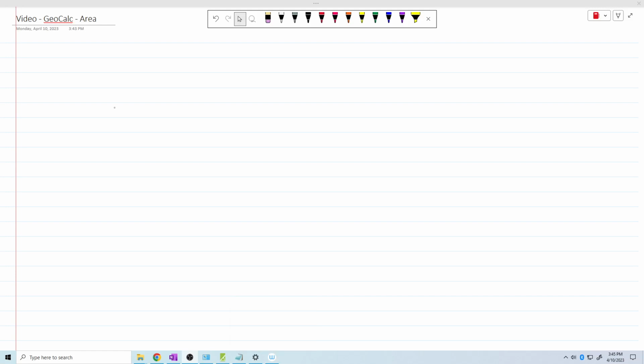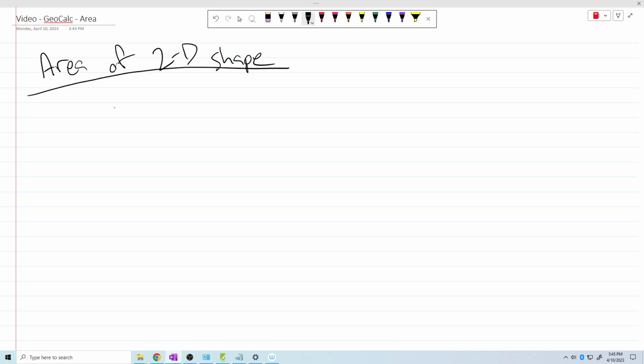All right, so the last little bit of tonight's homework and this introductory geometric topic is the idea of area of a 2D shape. Now in our class, we're really going to only focus on just three different two-dimensional shapes. We have triangles, we have circles, and we have rectangles slash squares, right?